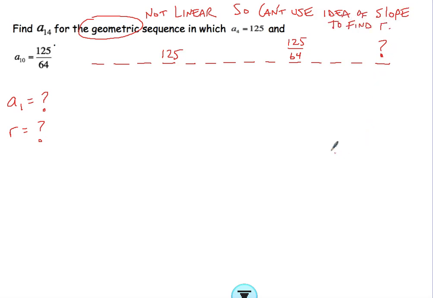Do you remember that's what we used to find D? But D is the common difference. That's when it's arithmetic. This is a whole different kind of pattern. So we need a different way to figure out r. I'm going to write out the general formula.